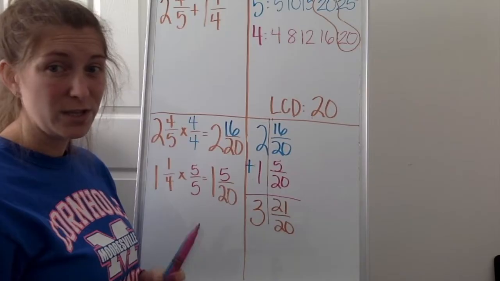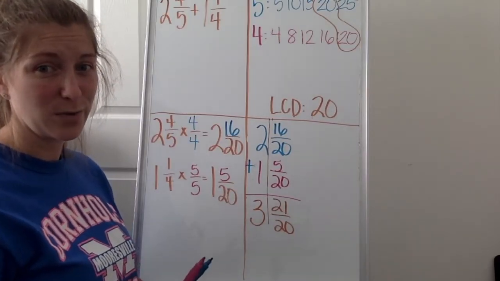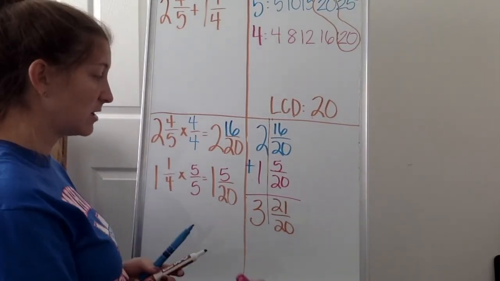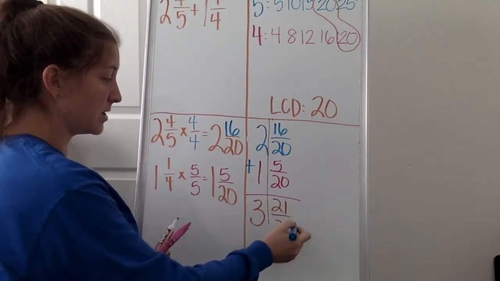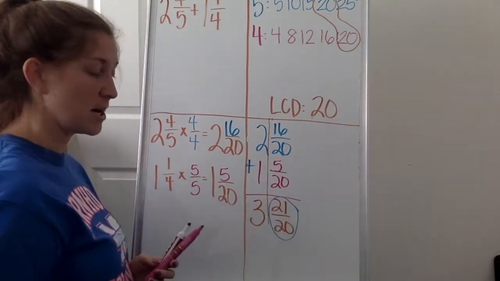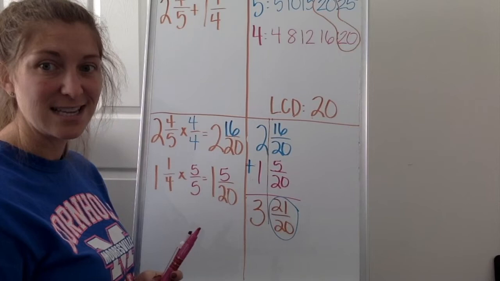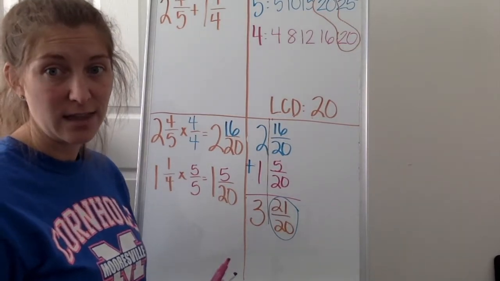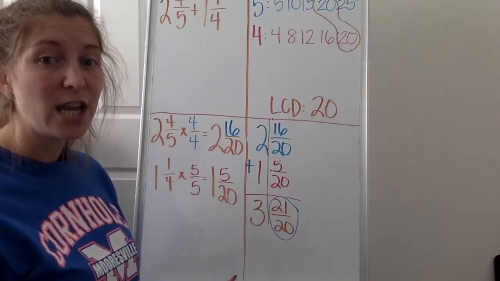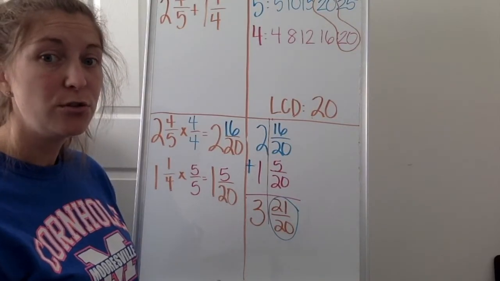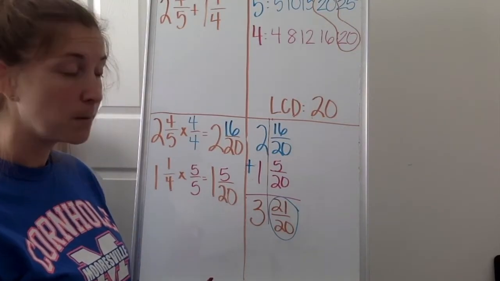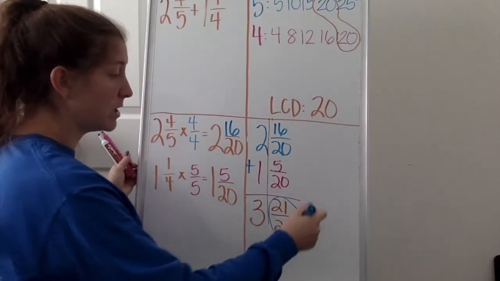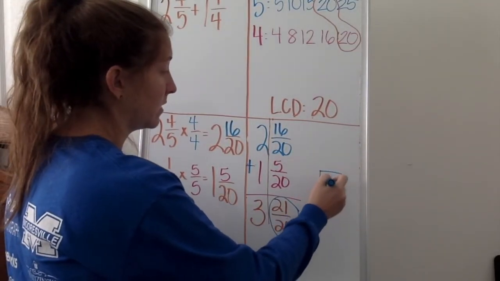Now, hopefully you're noticing something that's wrong with this problem, because if I look here, I notice that my fraction right here, 21/20, is an improper fraction. Well, I can't leave my answer like that. I have to change the improper fraction to a mixed number, okay? So when I go to do this, I'm going to do it just like we've done it in class.